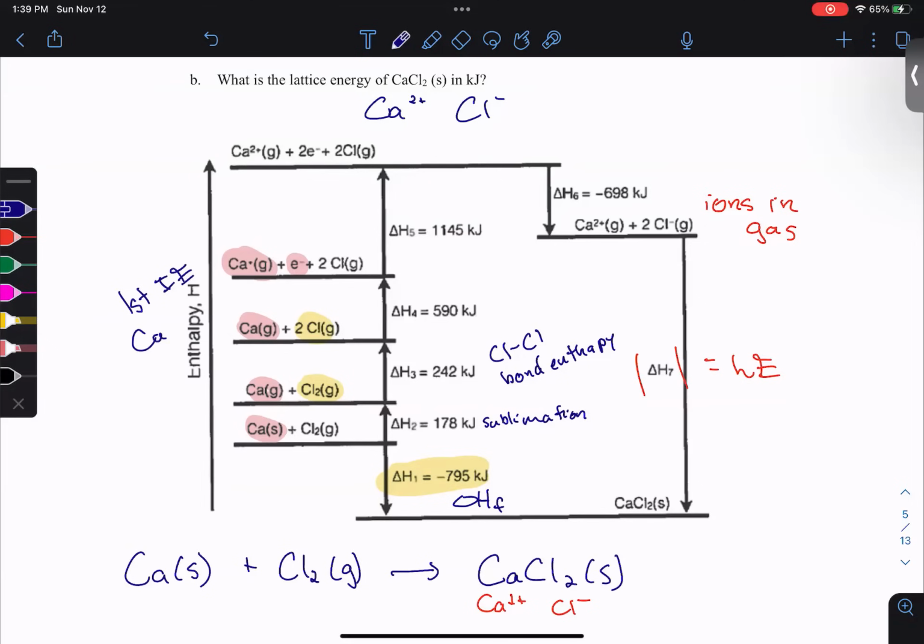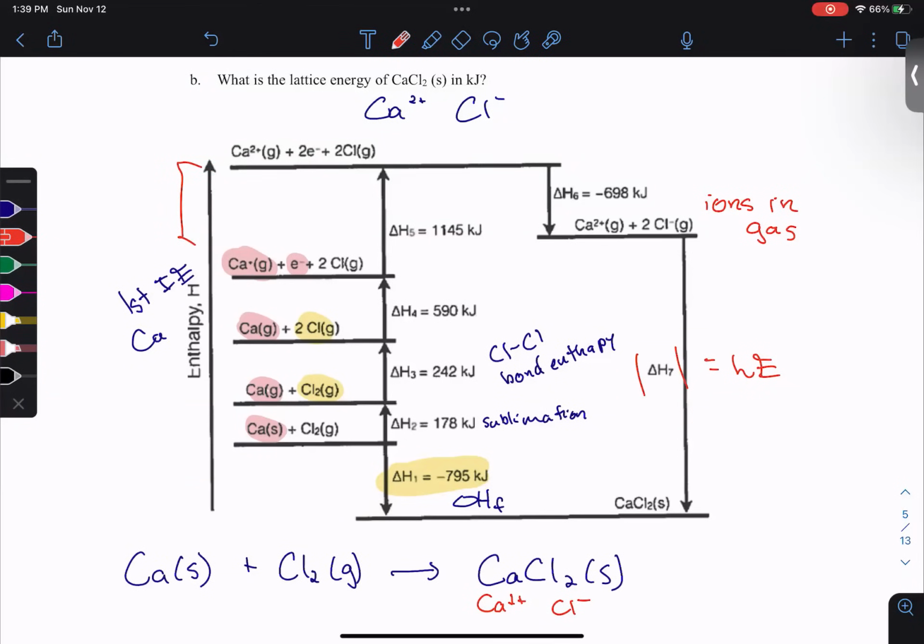Is that a value you can look up in a book? The first ionization energy of calcium? Yes, that is something that we can, again, look up in a book. Okay, so delta H4 is the first ionization energy of calcium. And then let's see what the next step is. It's turning calcium plus into calcium 2 plus. So now we have 2 free electrons floating around there. So in this step, we're taking another electron off.